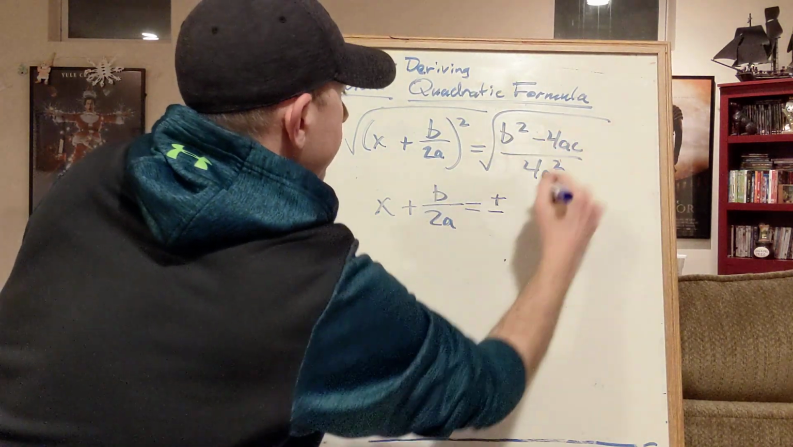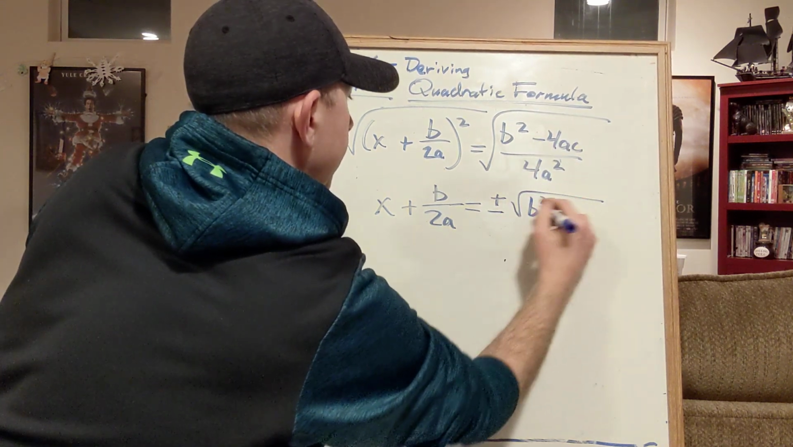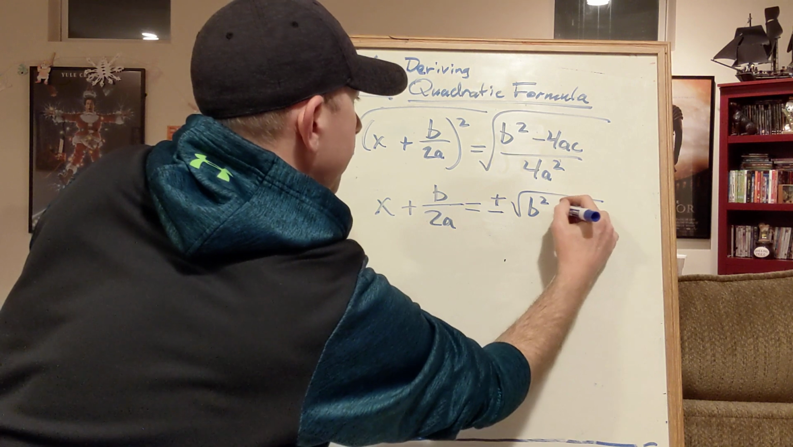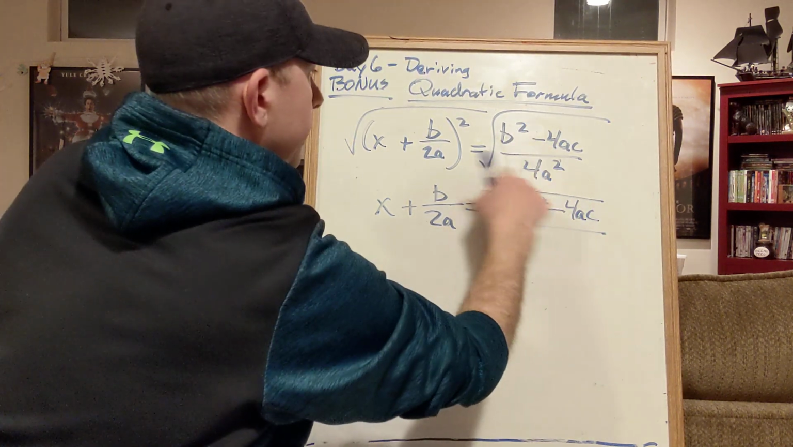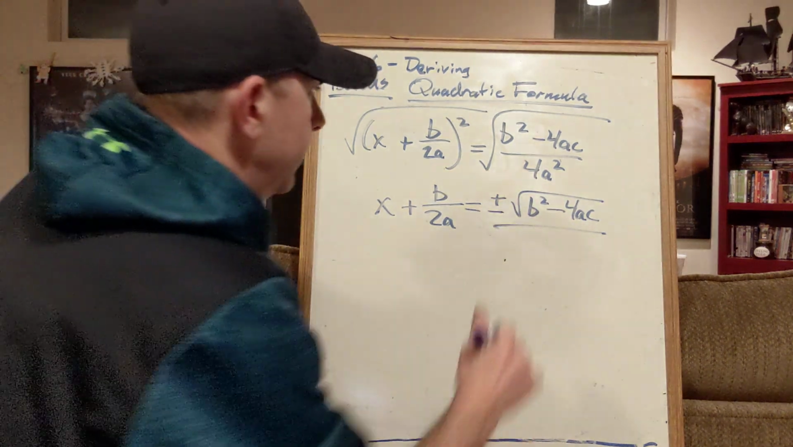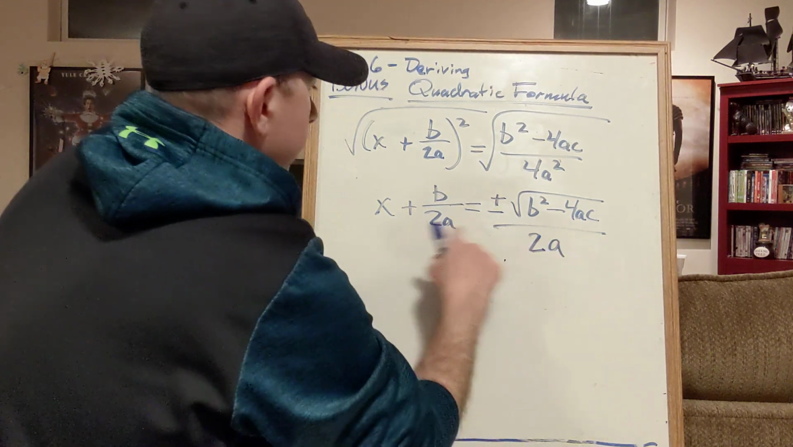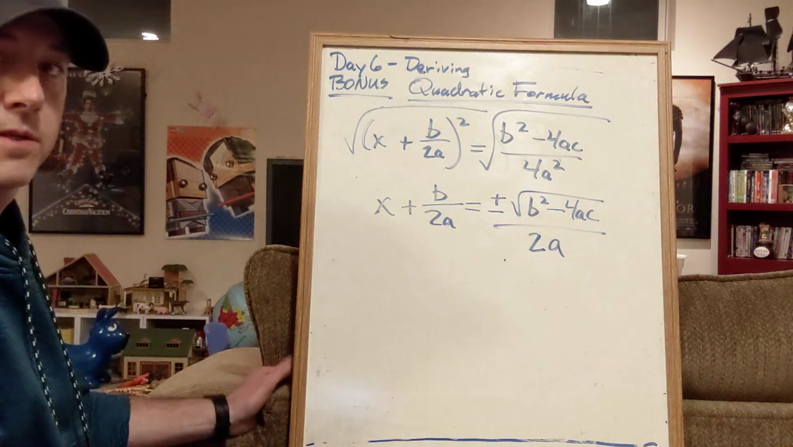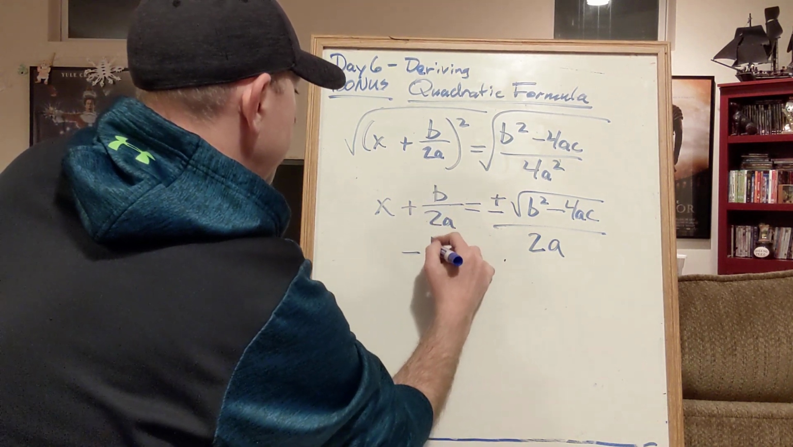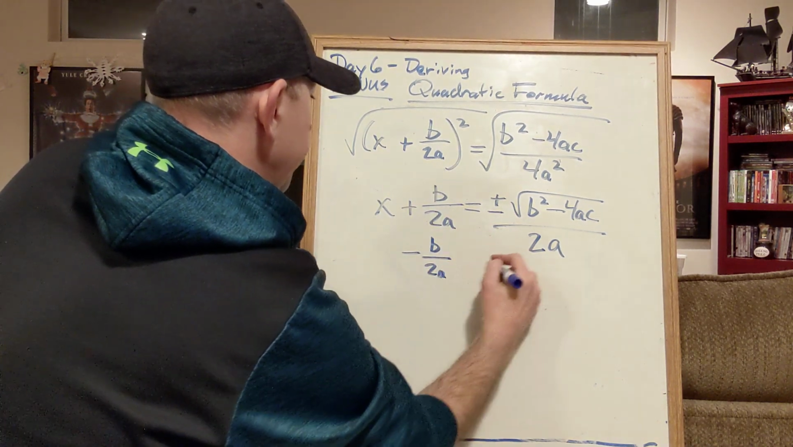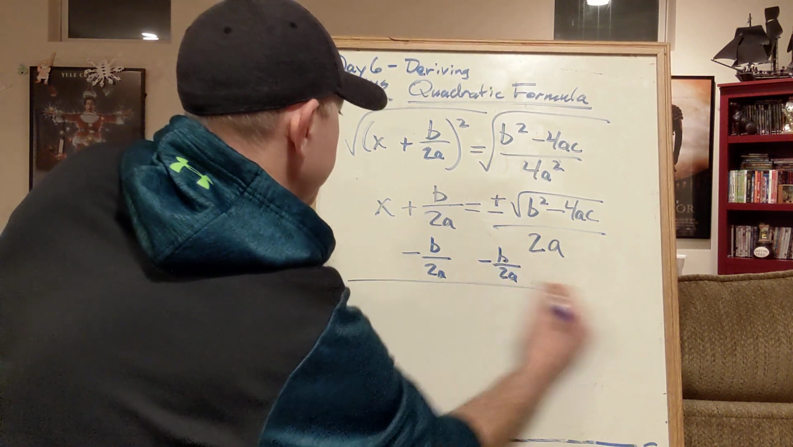So up top, we can't simplify any of those, right? Or at least we can't as a group. So we keep it plus or minus the square root of b squared minus 4ac. Now the denominator though, the square root of 4a squared, those are both perfect squares. So the square root of 4 is 2. The square root of a squared is a. And look there, we've got denominators on both sides with 2a. So finally, we can subtract the b over 2a from both sides, minus b over 2a.